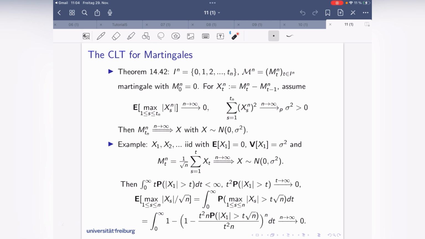And let me just dive in and tell you what this theorem is. As I told you, we have an initial sequence Mn, a sequence of martingales. And X is the difference of the martingale at two time points. And the martingale with index n runs until time Tn.